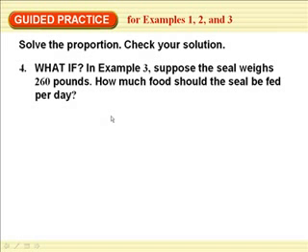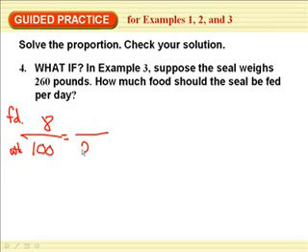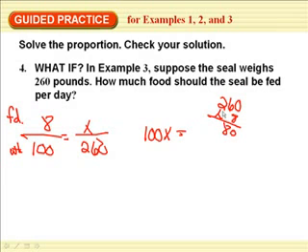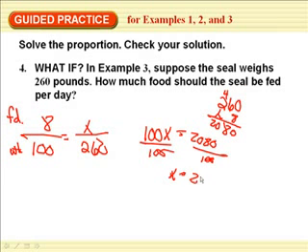Okay. What if, in example 3, suppose the seal weighs 260 pounds, how much food should the seal be fed each day? What was that? Let's see. The seal gets 8 pounds of food for every 100 pounds of weight. So if the seal weighs 260, how much food? So it would be 100x equals 260 times 8, 2080. Divide by 100, x equals 20.8. They'd get 20.8 pounds of food.